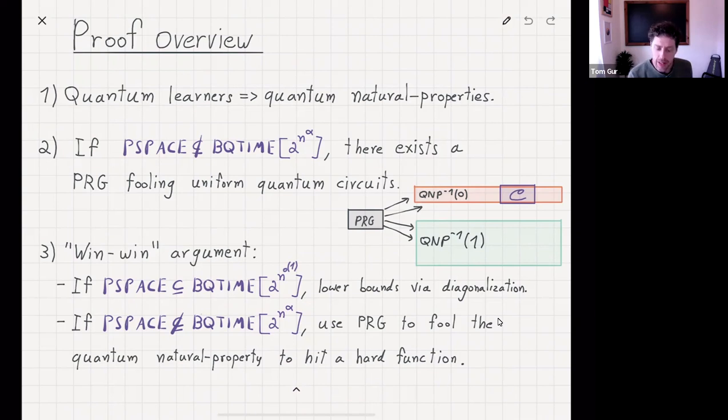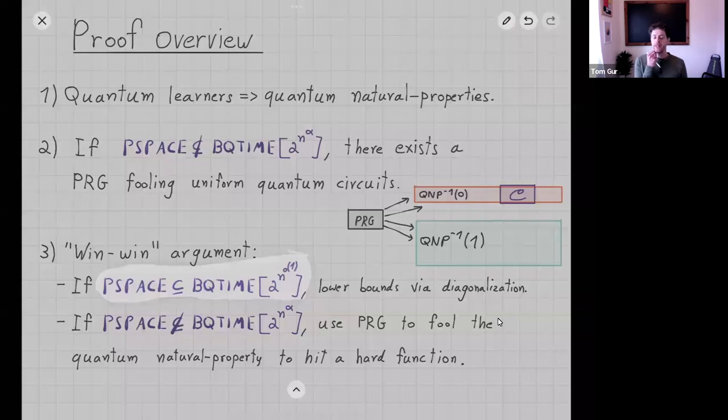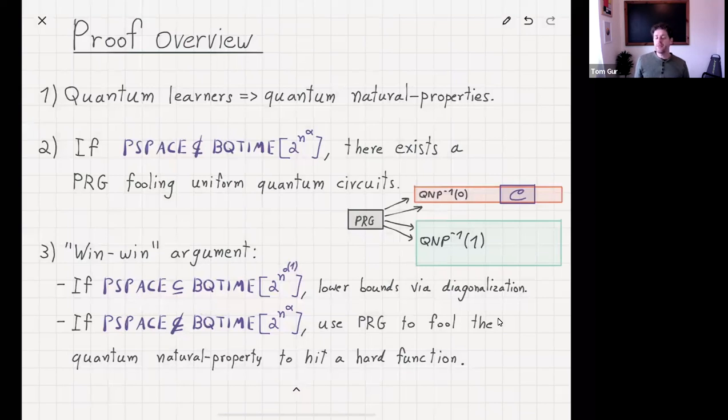So what are we saying? We're saying that if for every problem in PSPACE we have sub-exponential quantum algorithms, sub-exponential quantum circuits, then one can obtain a lower bound by simple, 60s-type techniques of diagonalization. Essentially, it means that BQE, quantum exponential time, is so much stronger than PSPACE that we can use simple techniques and get a lower bound. And if not, then we have the PRG.